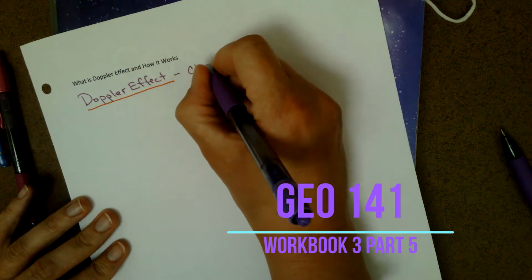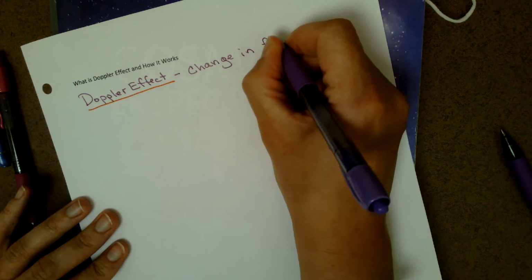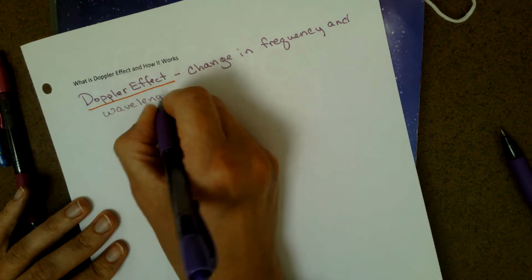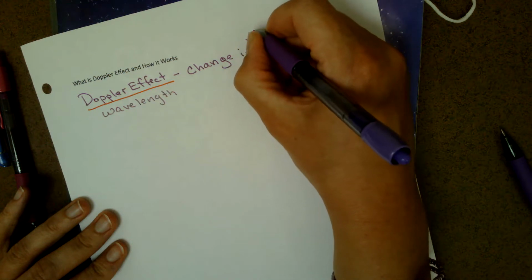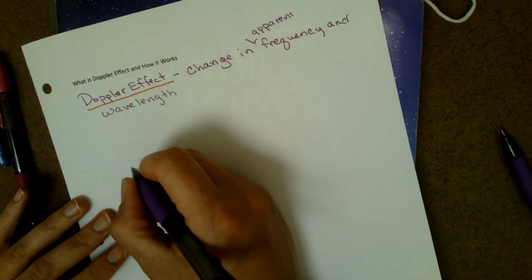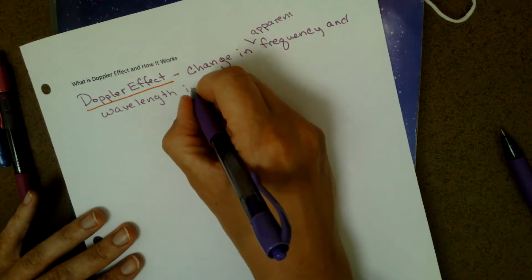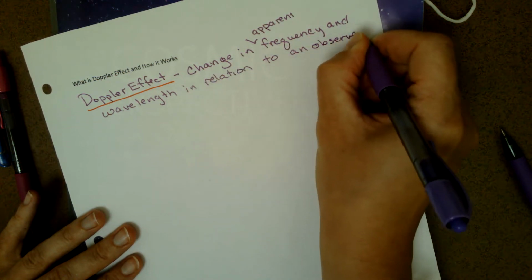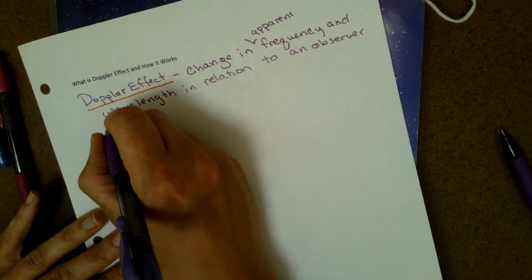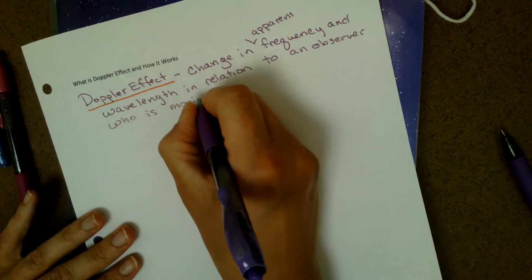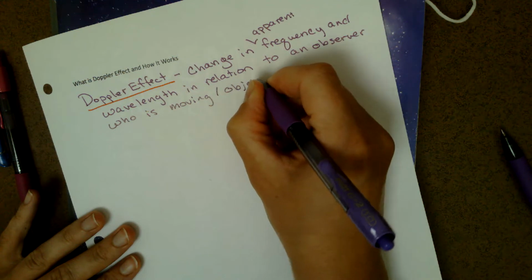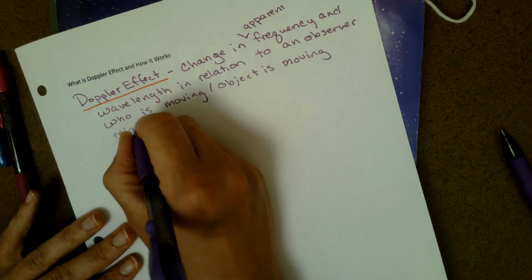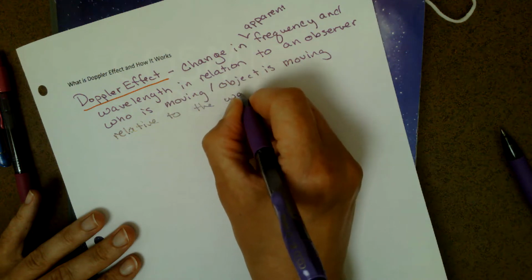And simply put, it is change in frequency and wavelength, or better yet, change in apparent frequency in a wave in relation to an observer who is moving, or the object is moving, relative to the wave source.